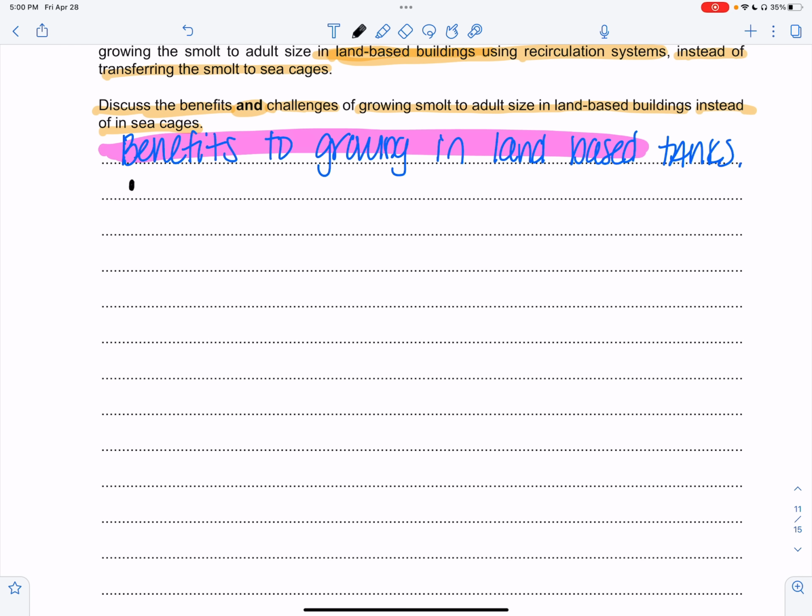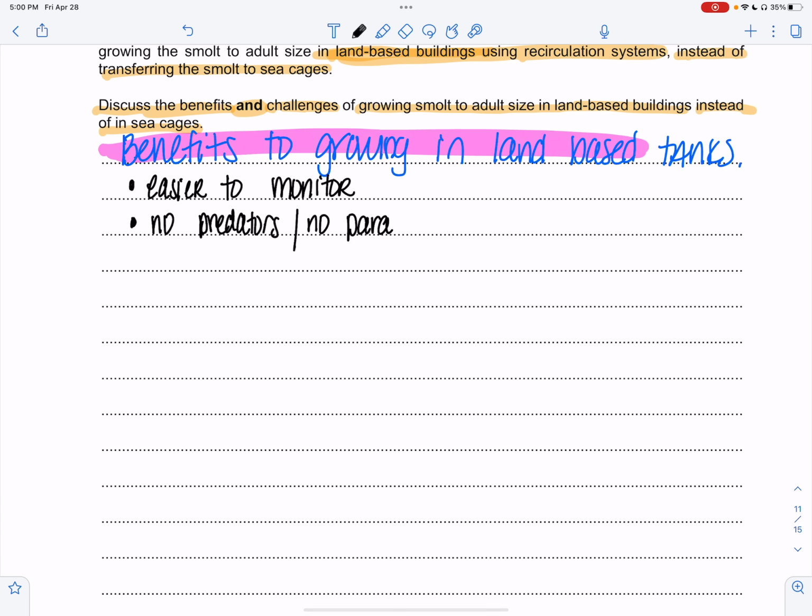So having them land-based, it's going to be easier to monitor. You don't have to go off to the ocean. There's going to be no predators to have to account for. There are no natural parasites, right? Nothing that's just going to be introduced from the environment. Maybe unless it was a fish that is added to this aquaculture population, maybe it has parasites, but that's it.